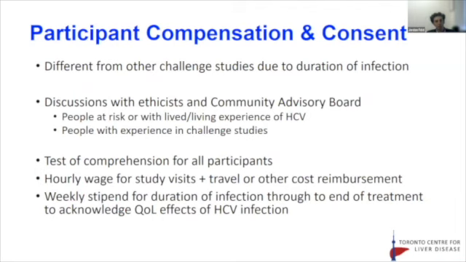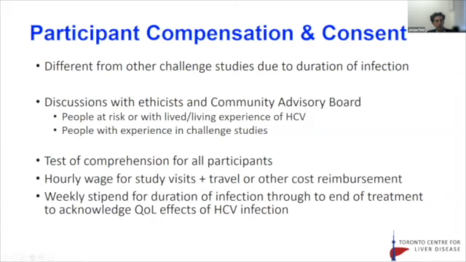So we've had a number of discussions about this, and there's clearly no right answers. You get different opinions from different people. We've talked to ethicists. We have generated a community advisory board to give us some insight that includes people at risk or with lived and or living experience of Hep C, and also people with experience in challenge studies. What's clear is that we need a test of comprehension for all participants.